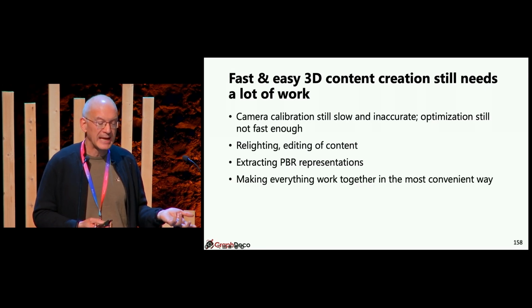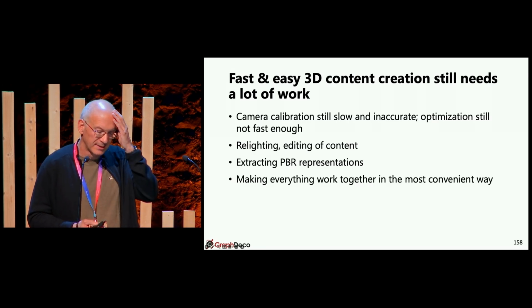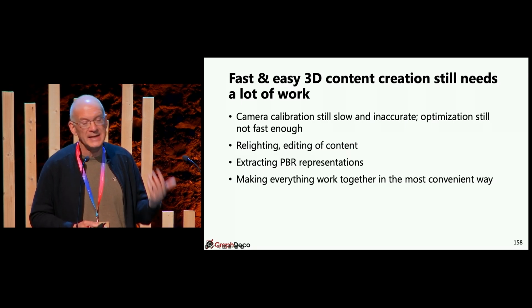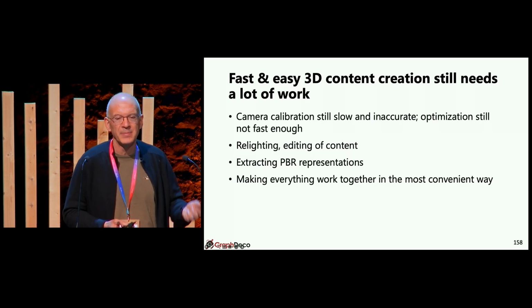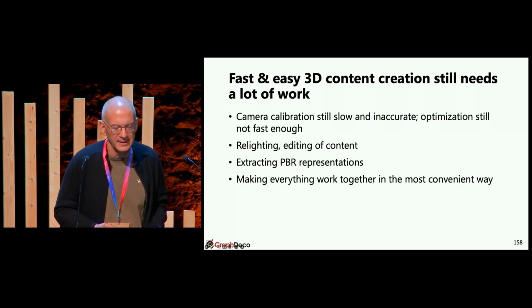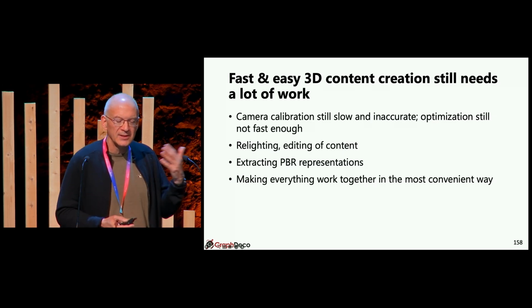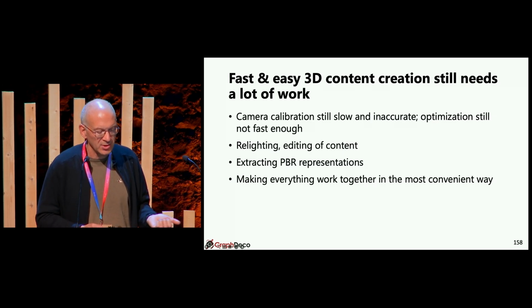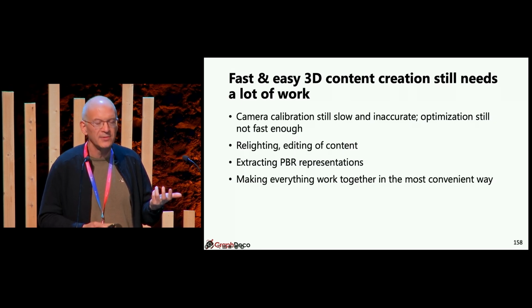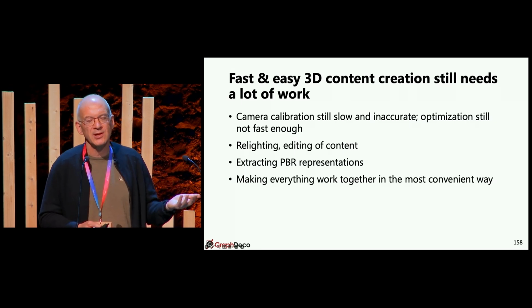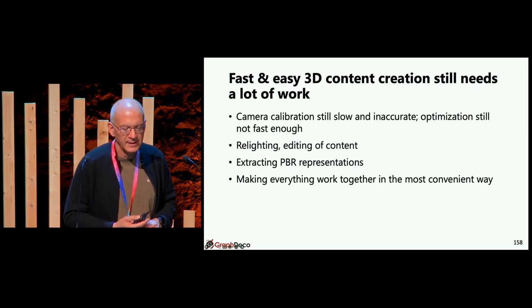If we really want to be able to make this usable, we need to solve the first problem, that camera calibration is still slow and inaccurate, and the optimization is fast, but it's not fast enough. What ideally we would like is real time. You take your pictures, you have your 3D. It's not that far. Relighting, editing of content, all of these problems are things that need to be solved, and really solving relighting in the general case is a really hard problem. If we manage to solve that by the end of the project, I'll be happy.